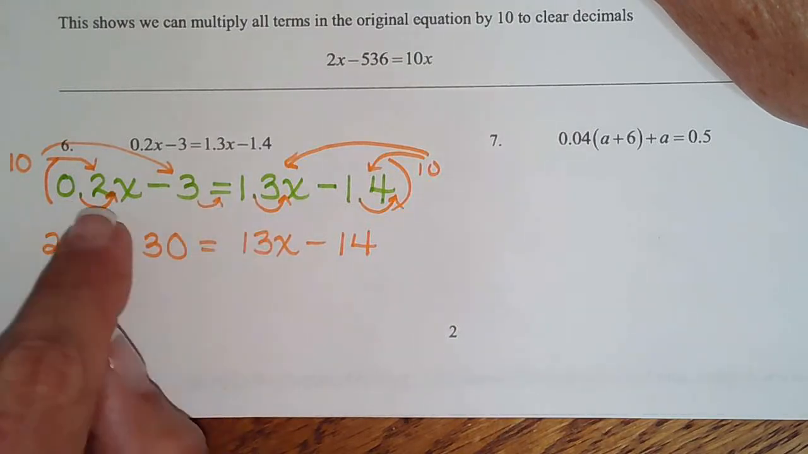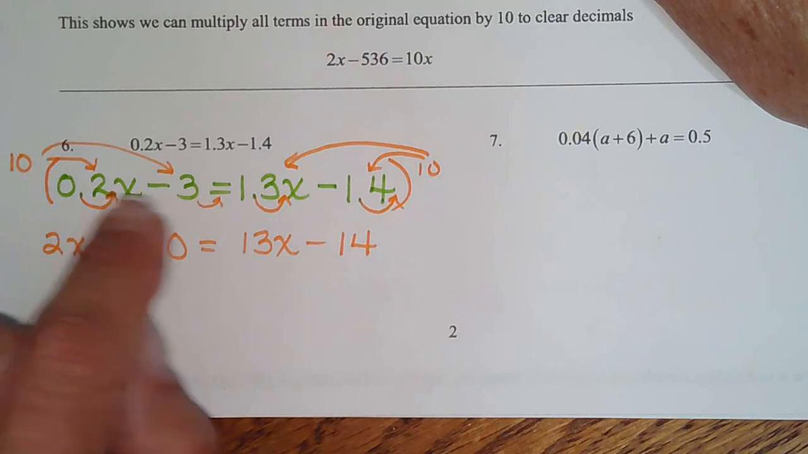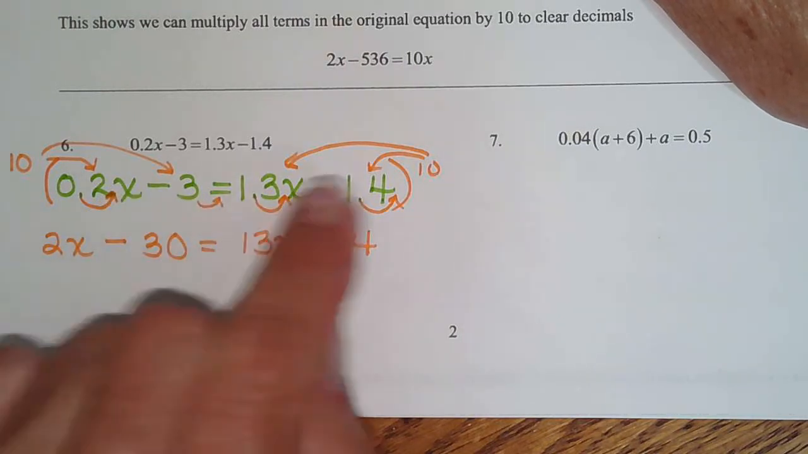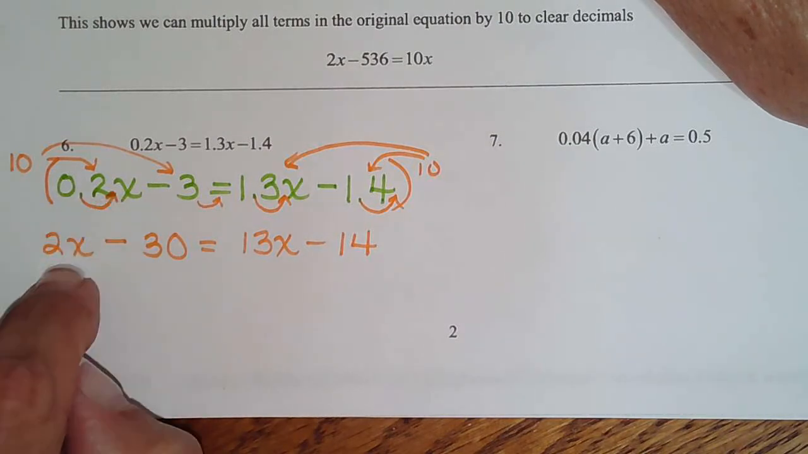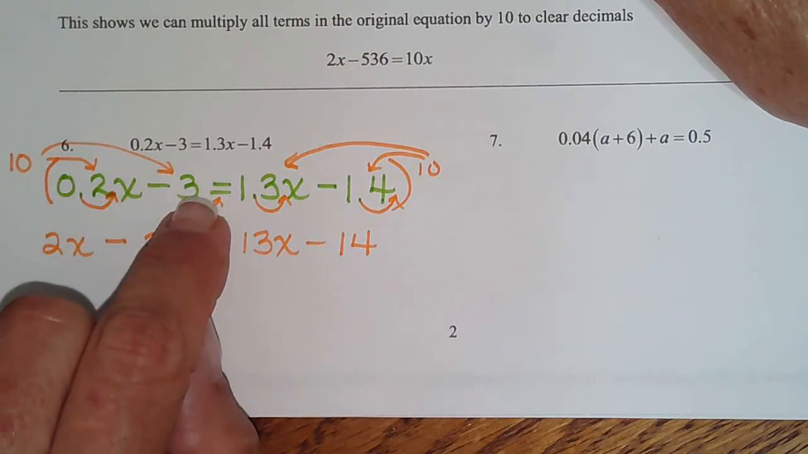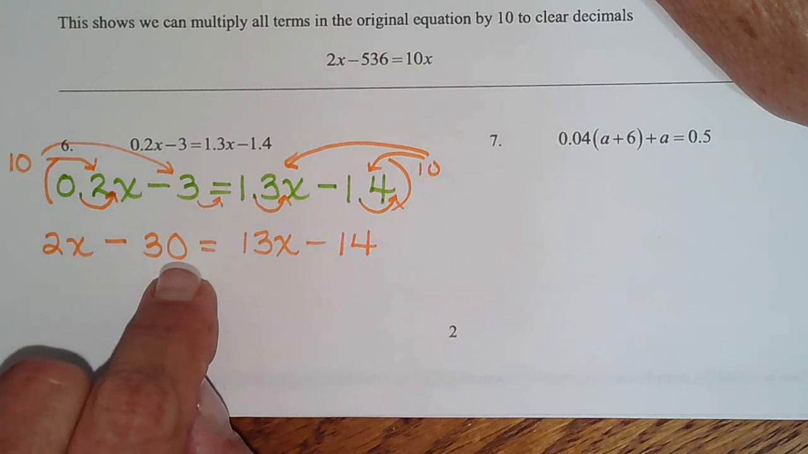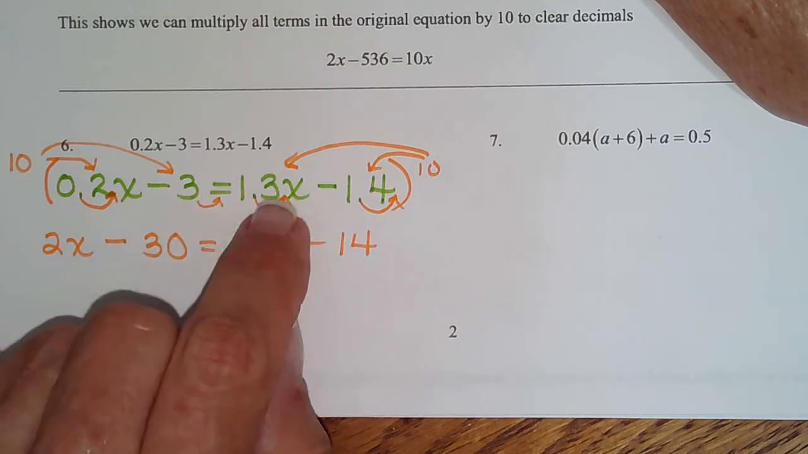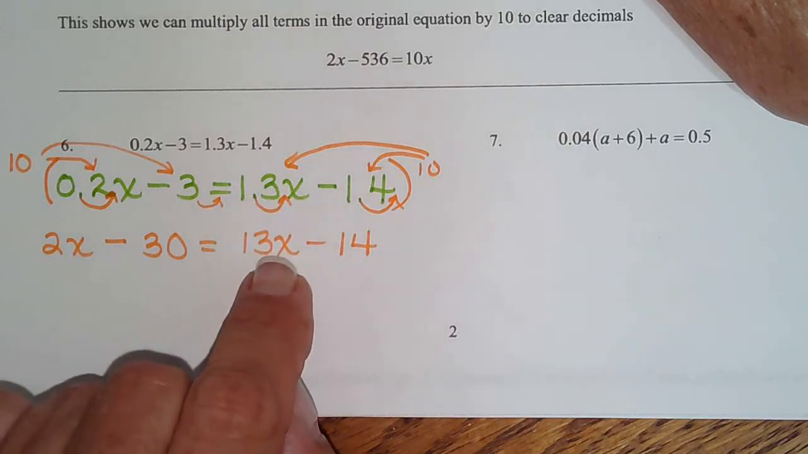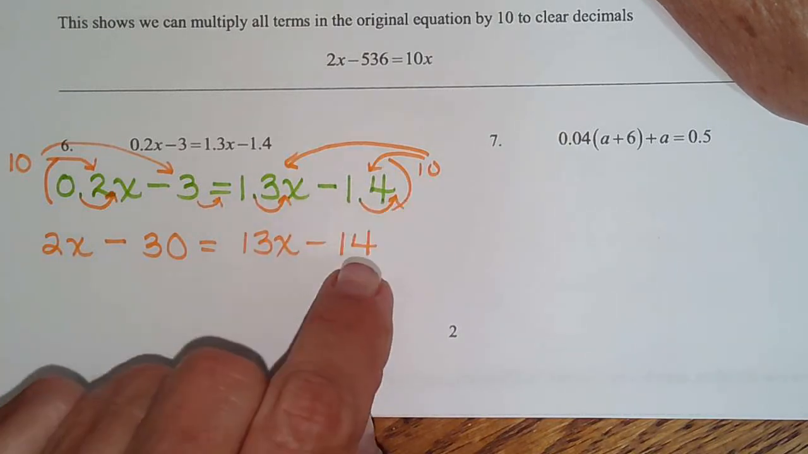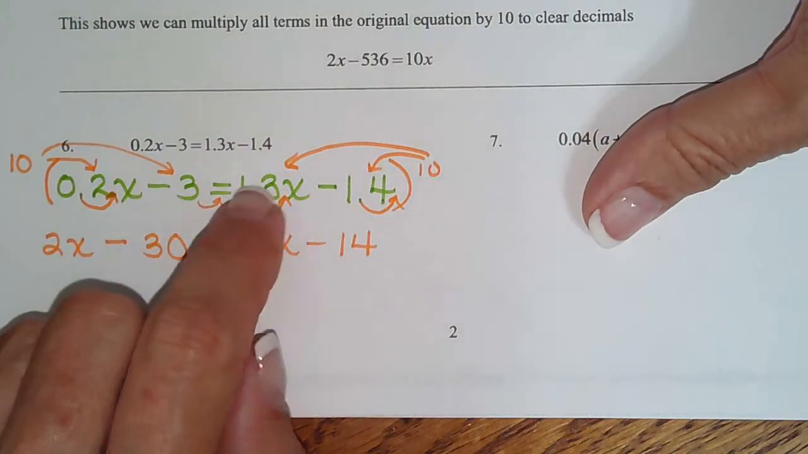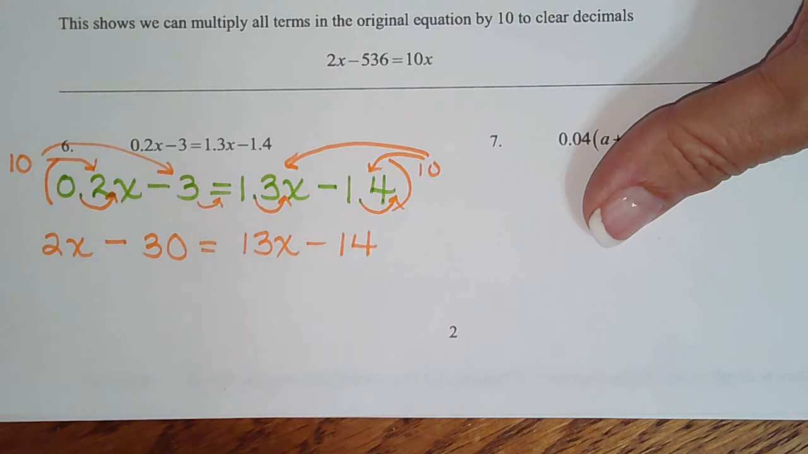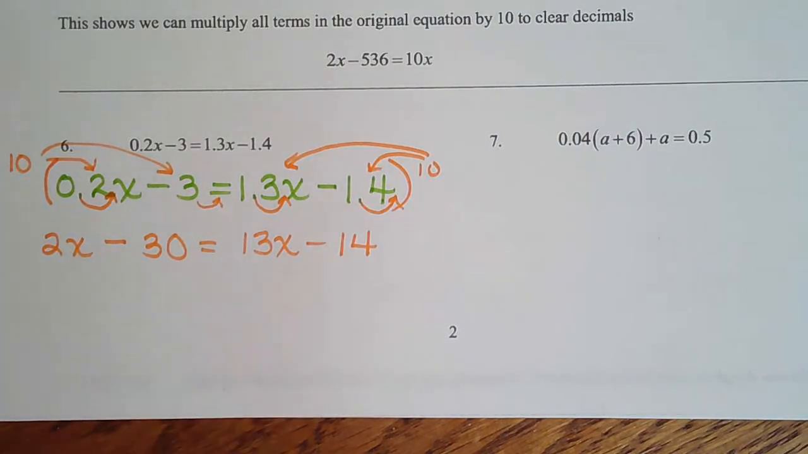And as I was telling you at the end of the last video, multiplying by 10 just moves every number's decimal place over one place. So that 0.2x turns into 2x. 3, move the decimal over 1 turns into 30, minus 30. Bring down your equal, 1.3 turns into 13x. 1.4 turns into 14. So multiplying by 10 just moves all the decimal places one place to the right. And now we have a normal problem, no decimals, easy schmeezy, right?